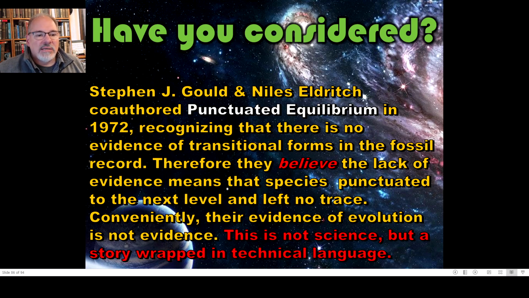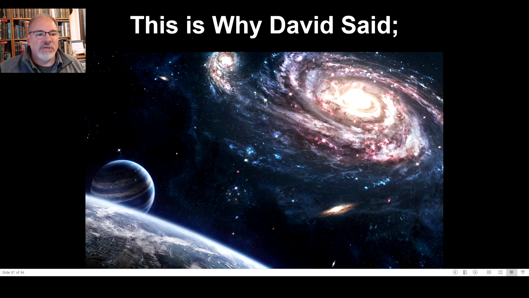Stephen Jay Gould and Niles Eldredge co-authored Punctuated Equilibrium. We went through that in '72, recognizing that there is no evidence for transitional forms in the fossil record. Therefore, they believe the lack of evidence means that species punctuated to the next level and left no trace. Conveniently, their evidence of evolution is not evidence. This is not science, but a story wrapped in technical language. Just kind of a recap.